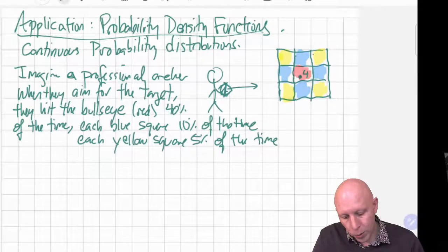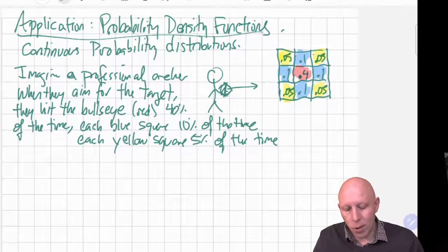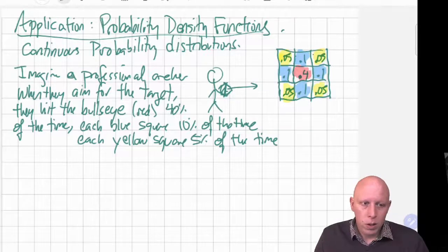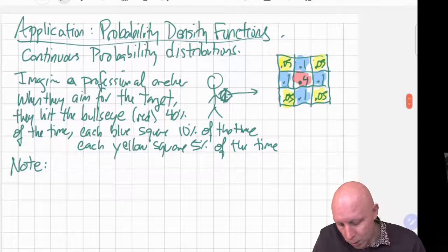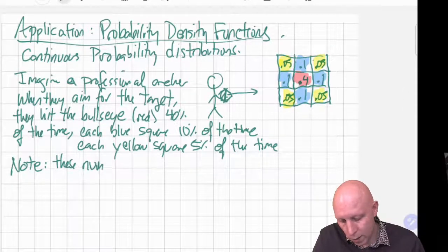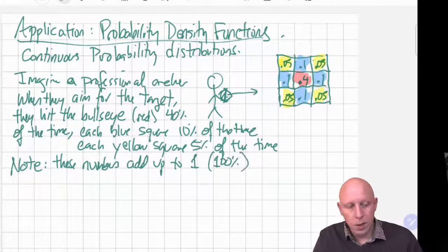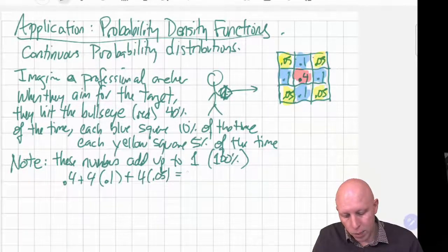So we could put these numbers in here: 0.4, 0.1, 0.1, 0.1, 0.1, 0.05, 0.05, 0.05, 0.05. This is the likelihood that the arrow ends up in each of these different squares in the target. Note, and this is a really important part in any probability question, that these numbers add up to 100%, or 1. That's always the case in probability questions. So 0.4 plus 4 times 0.1 plus 4 times 0.05 is indeed equal to 1.